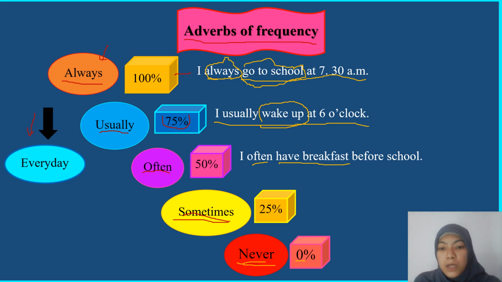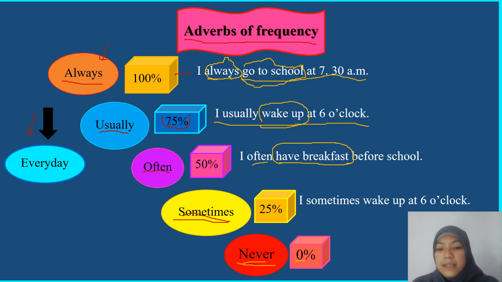Can you catch which is the daily routine, the activity? Have breakfast is what we call a routine. And next, I sometimes wake up at 6 o'clock. Sometimes means maybe you wake up at 6 or maybe you wake up at 7. If you wake up at 6 every day, you can use the word always. But if the time changes, you can use the word sometimes because it's not always.